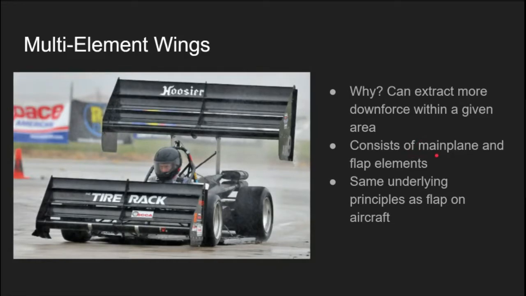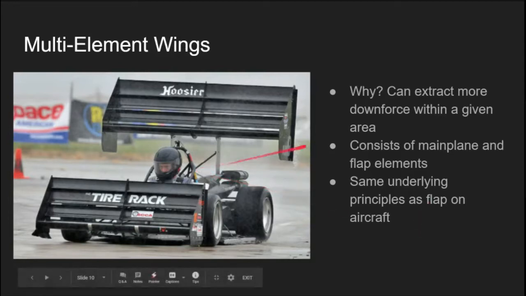It generally consists of a main plane, so one main, usually larger element, and then smaller flap elements. The underlying principles of the multi-element wing on our cars have the same principles as flaps on an aircraft when you're coming up to land or take off and the flaps come out. The fundamentals behind it are the same.